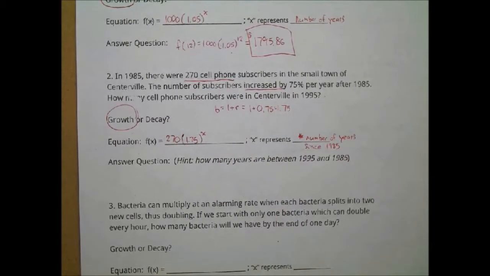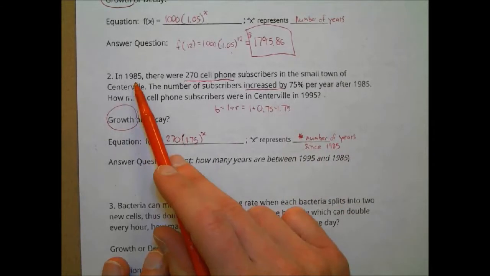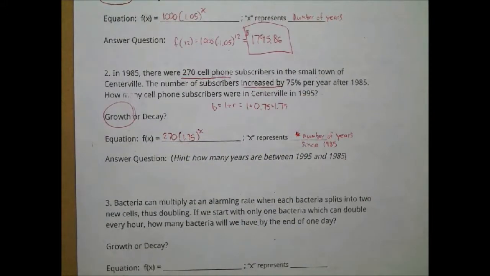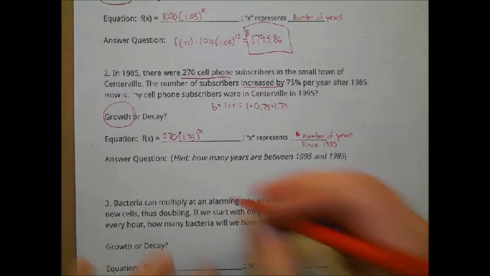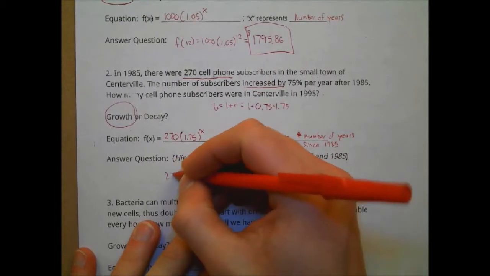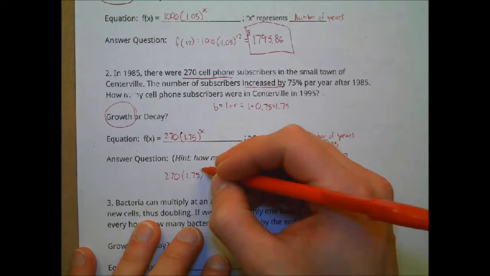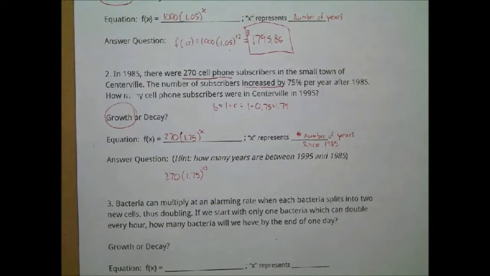Okay, folks, we started in 1985, and then we go to 1995. That is a time of 10 years later. So it's 10 that goes in for x here. If you put 1995 in for x, you're going to have a number so big your calculator is going to say overflow. It's not going to work. Or error. Yeah, it'll say error overflow.